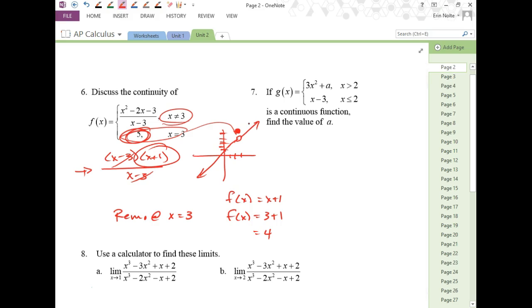Is that hole supposed to be at 3? Yeah, the hole is at 3. The x value of 3. Does that make sense how you draw those functions with the holes? They're always easier than they look.